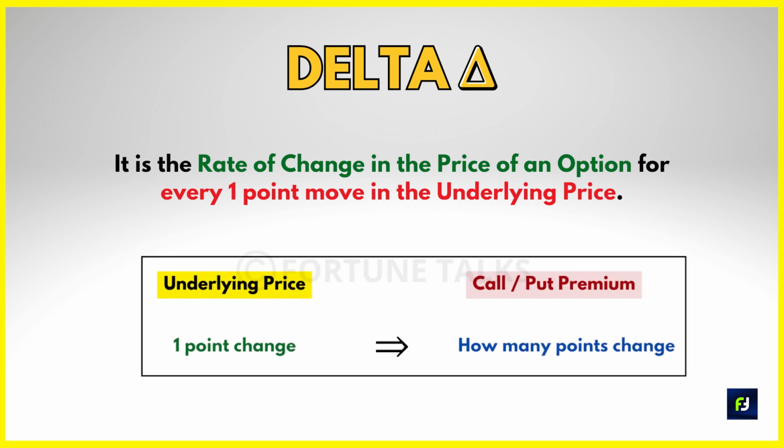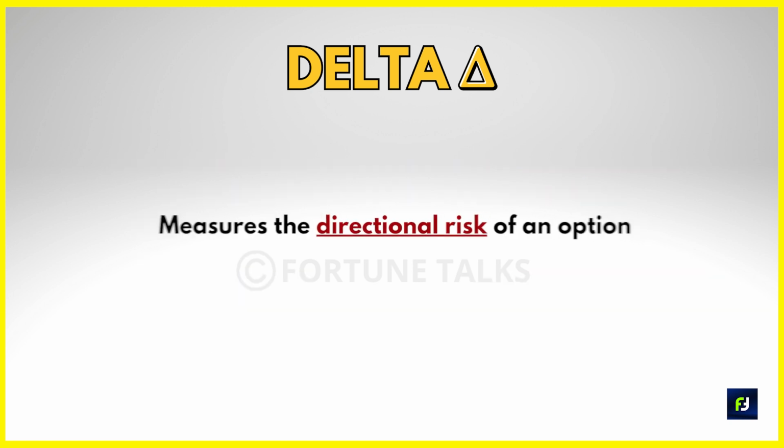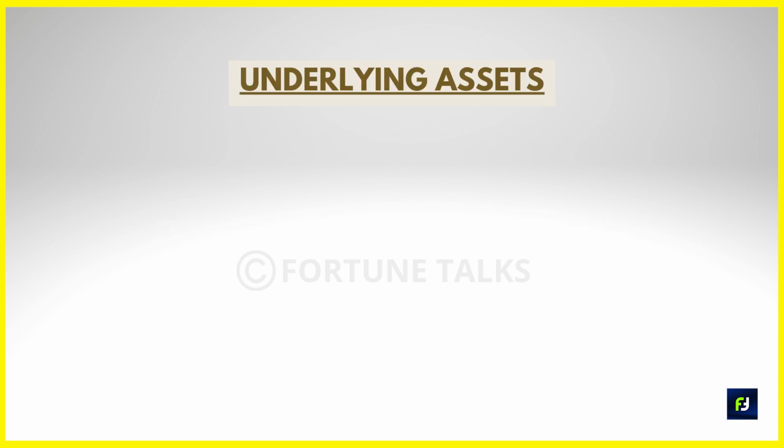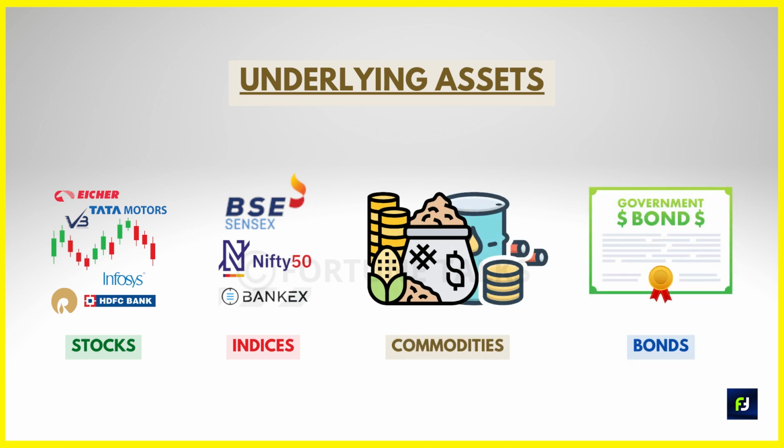In other words, delta evaluates by how many points will the option premium change for every 1 point change in the underlying. So delta captures the effect of the directional movement of the market on the option premium, or it measures the directional risk of an option. The underlying asset under consideration could be anything from equity, index, currency, commodity, bonds, interest rates, etc.